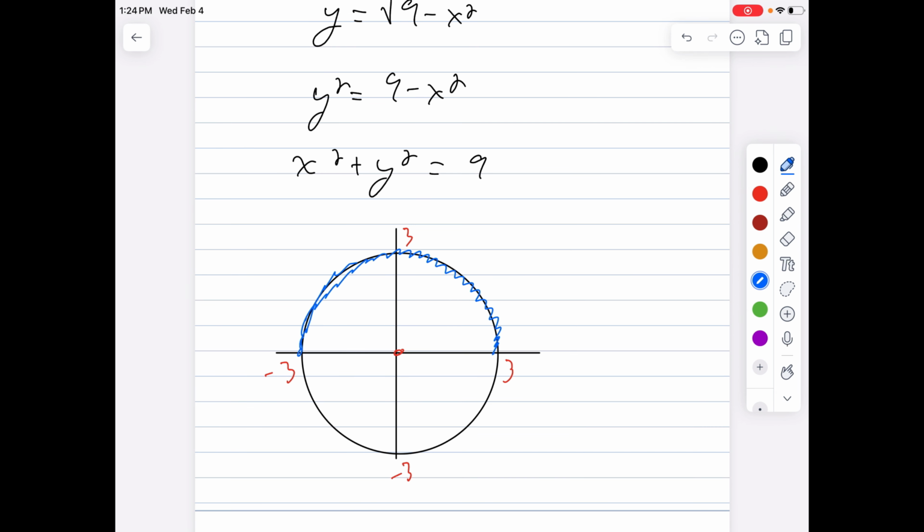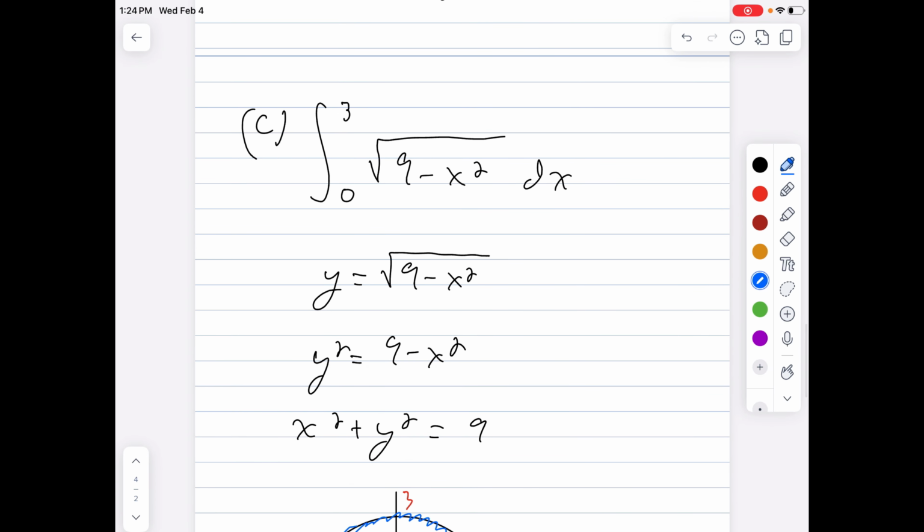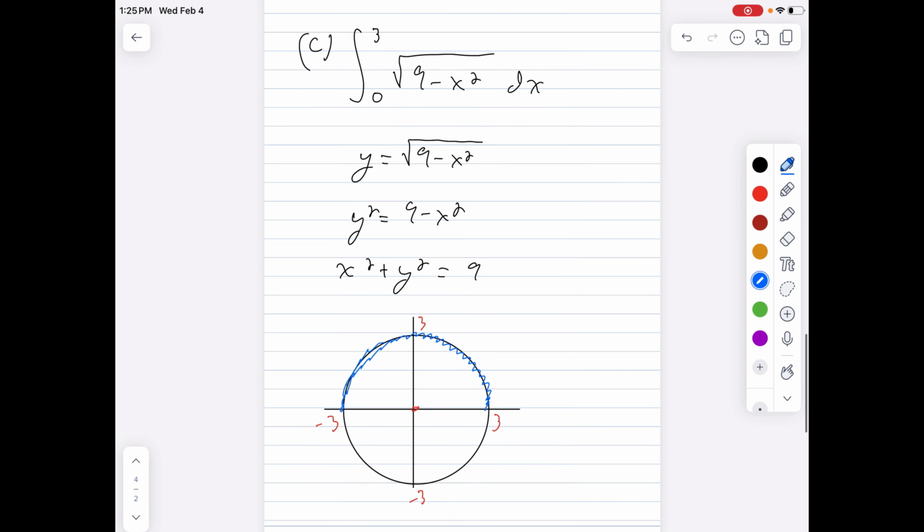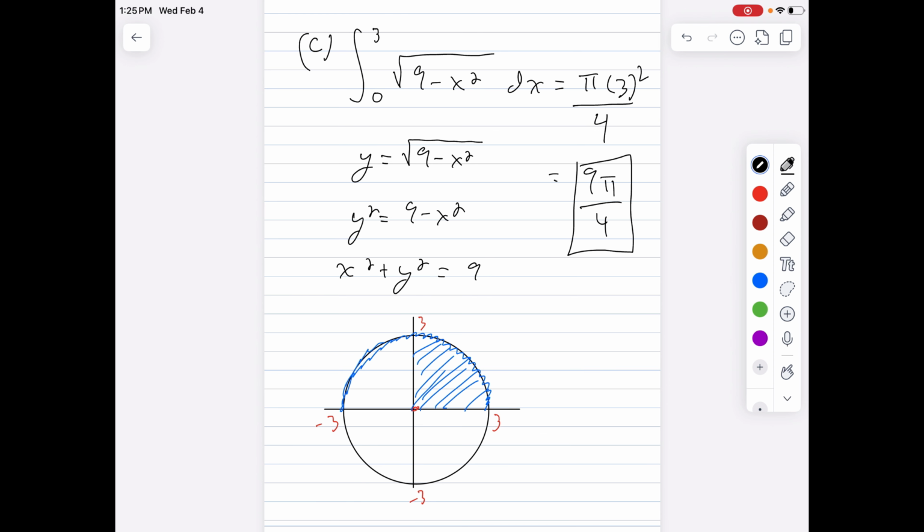So it's all that you see here. But furthermore, the limits of integration go from 0 to 3. So that means that you're really looking at this quarter of a circle. So our area would be the area of a quarter circle. The area of a regular circle is pi r squared, but because it's a quarter of a circle, it's going to be divided by 4. And we know what the radius is. The radius in this case is 3. So 3 squared. So you would get 9 pi over 4 total. So that would be the value of the integral, because it's representing that area.